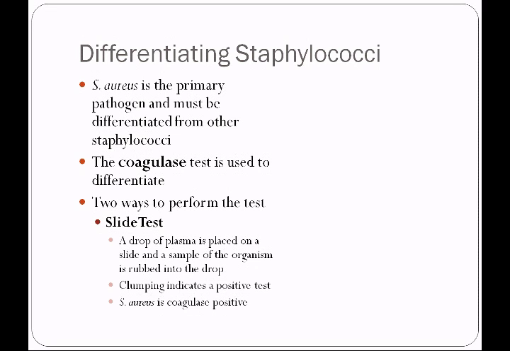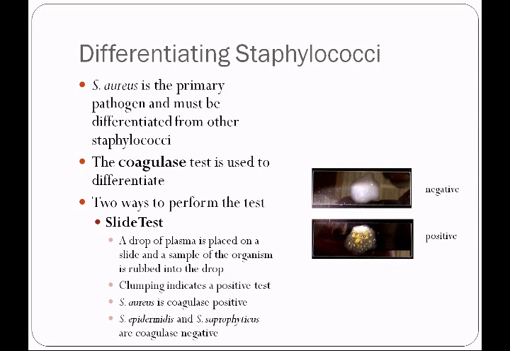Staphylococcus aureus is coagulase positive. Staphylococcus epidermidis and Staphylococcus saprophyticus are coagulase negative. Here you see the negative result is a creamy background. This is Staphylococcus epidermidis or saprophyticus, and you see the nice chunks and clumps in the positive test. That's Staphylococcus aureus. Staph aureus is also golden in color, and you can see that here.